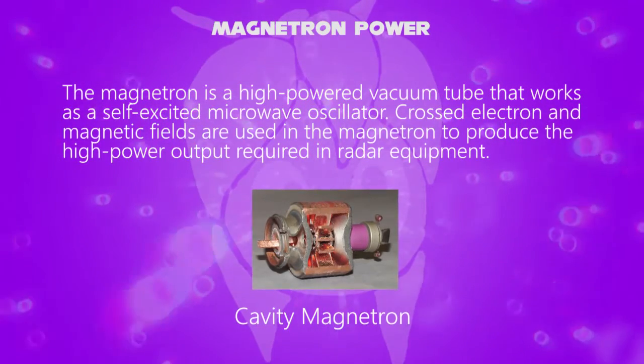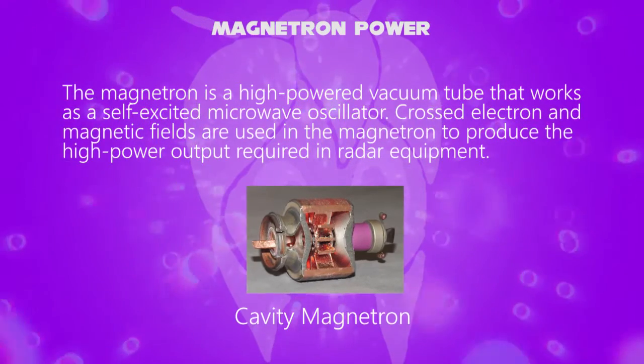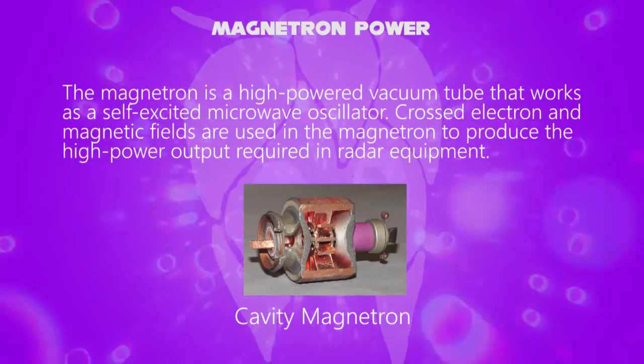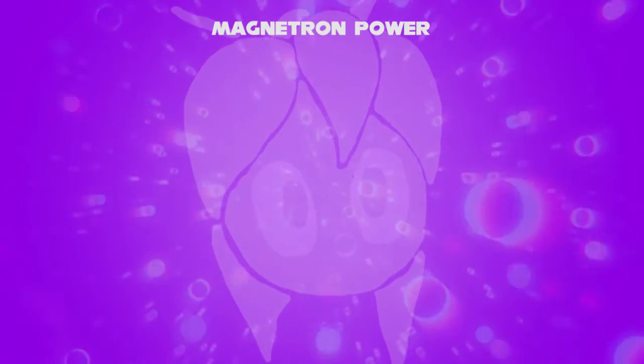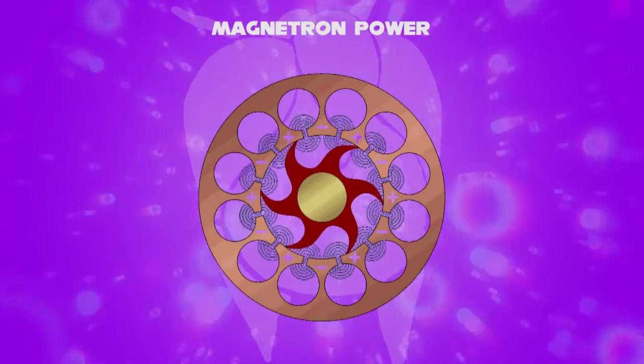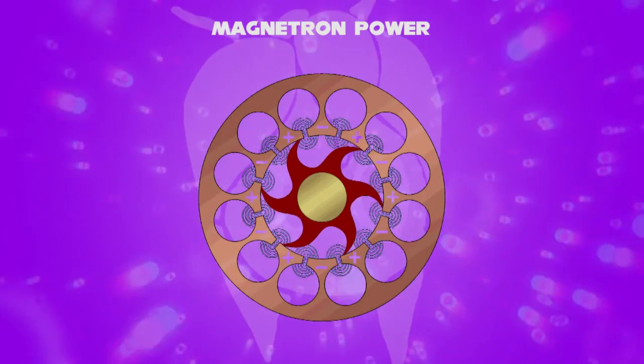It is a high-powered vacuum tube that generates microwaves using the interaction of a stream of electrons with a magnetic field while moving past a series of open metal cavities. Once the microwave power is generated, the resonant frequency is determined by the cavity's physical dimensions.